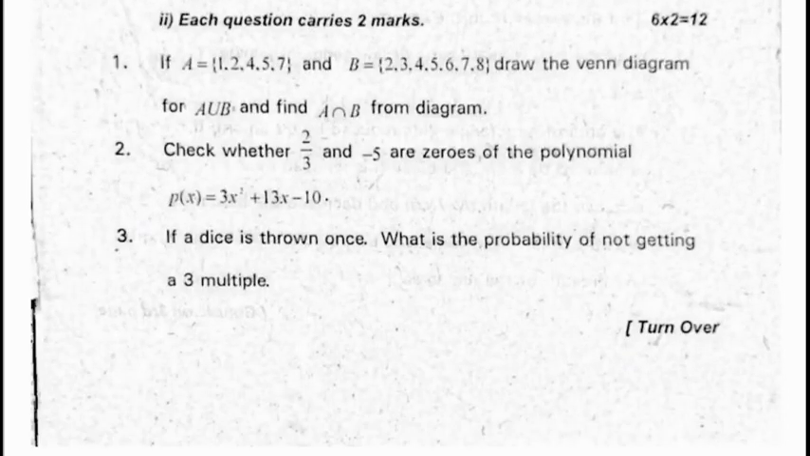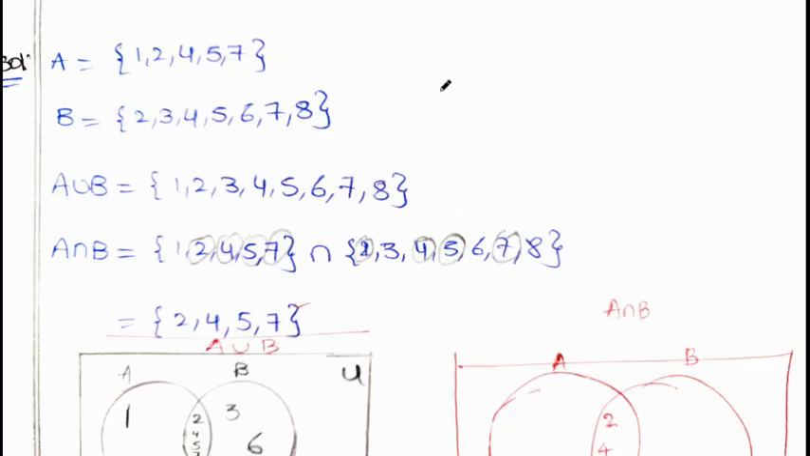సెక్షన్ 1లో ఫస్ట్ క్వశ్చన్ A is equal to {1, 2, 4, 5, 7}, B is equal to {2, 4, 5, 6, 7, 8}. Draw the Venn diagram for A union B and A intersection B. To draw the Venn diagram for A union B and A intersection B, we have to find A union B first. A union B and the elements which are there in both A and B together we have to write, but make sure the elements should not be repeated.